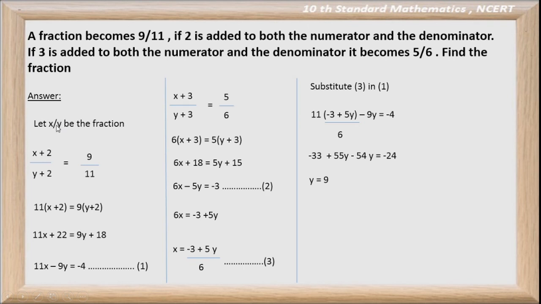That means we got the denominator. Now we have to find the numerator. How can we find it? We can substitute this value in equation 3. Substitute the value y equal to 9 in 3. So x equals minus 3 plus 5 into y, all by 6. Instead of y, we give the value 9. So minus 3 plus 5 into 9 is 45, over 6. 45 minus 3 is 42, by 6 is 7.